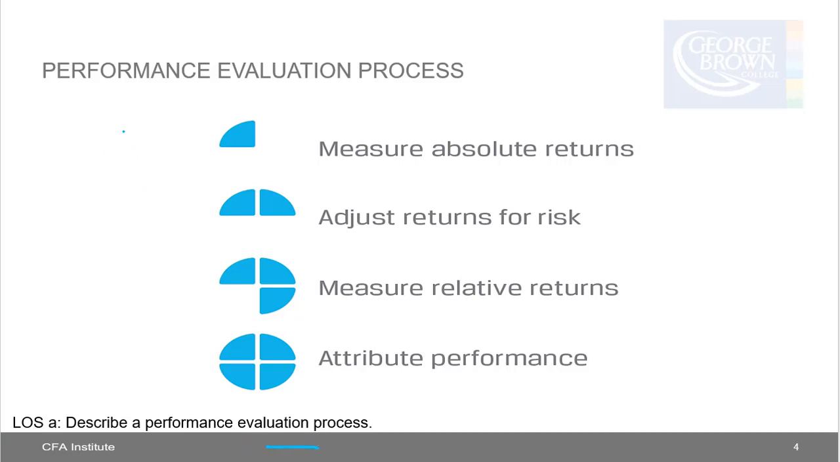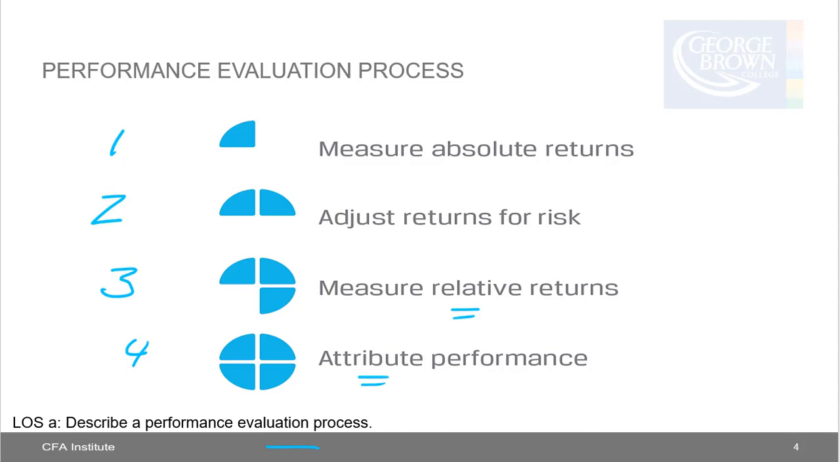Learning outcome statement A is describe a performance evaluation process. So you can see there's a 4-step process here. Step number 1, measure absolute returns. Step number 2, adjust the returns for risk. Step number 3, measure relative returns. And then step number 4 is the attribution, where you attribute the performance. Okay. So measuring absolute returns means measuring the returns achieved over a certain time period. Absolute returns do not consider the risk of the investment or the returns achieved by similar investments.